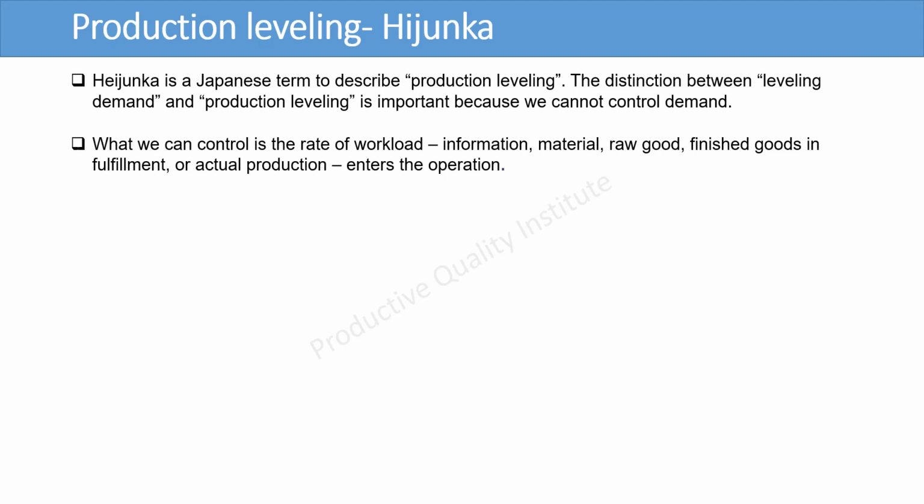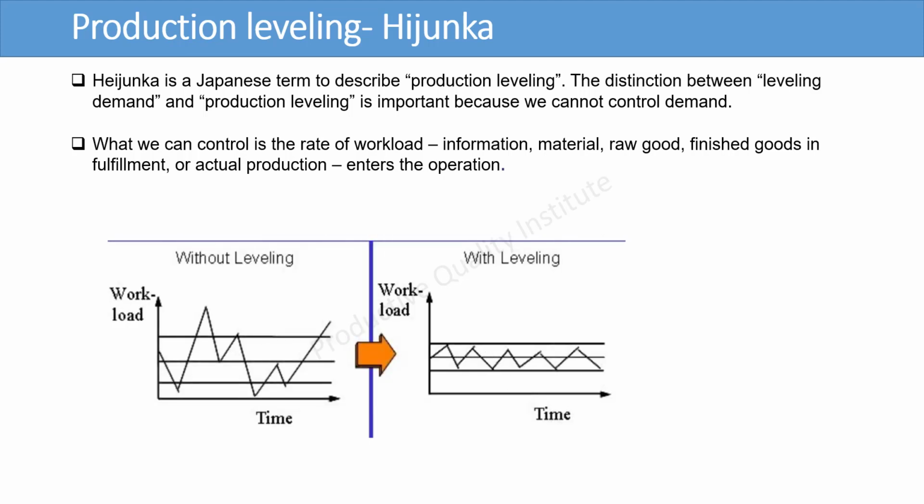Heijunka is a Japanese term to describe production leveling. The distinction between leveling demand and production leveling is important because we cannot control demand. What we can control is the rate of workload, information, material, raw goods, finished goods, and fulfillment, or actual production, that enters the operation.